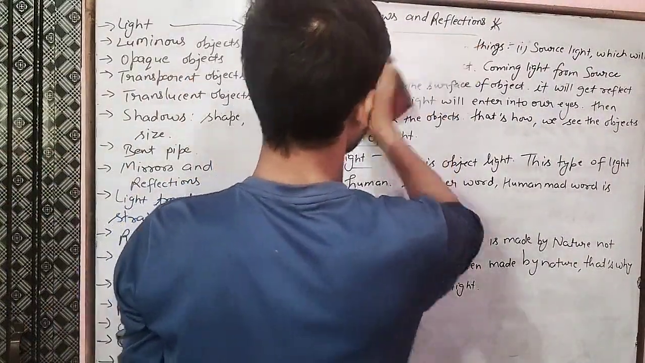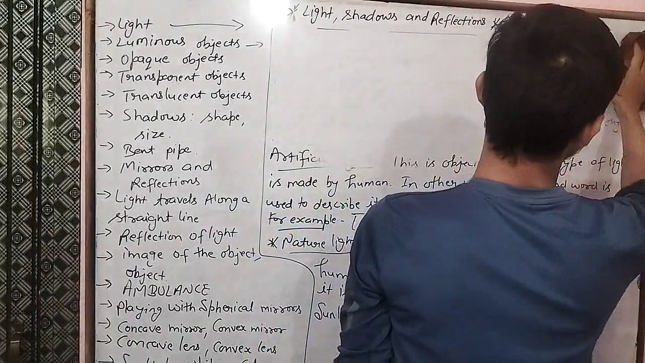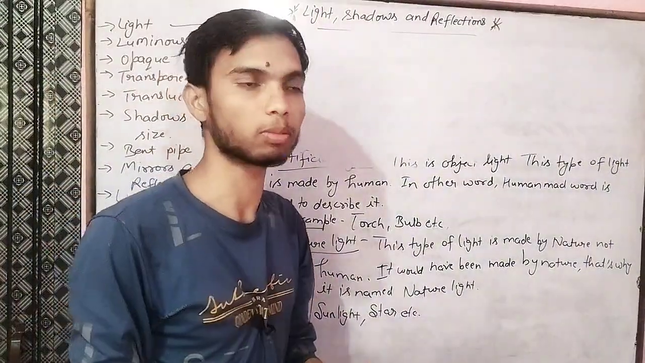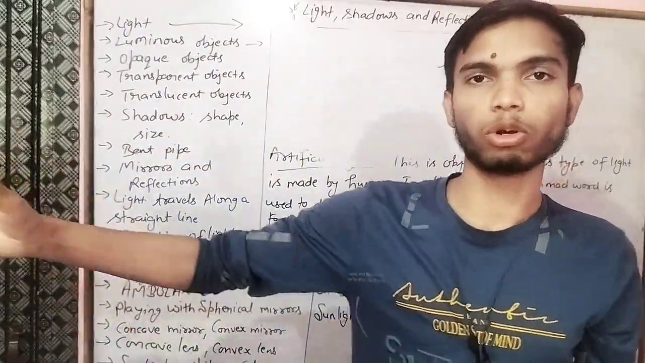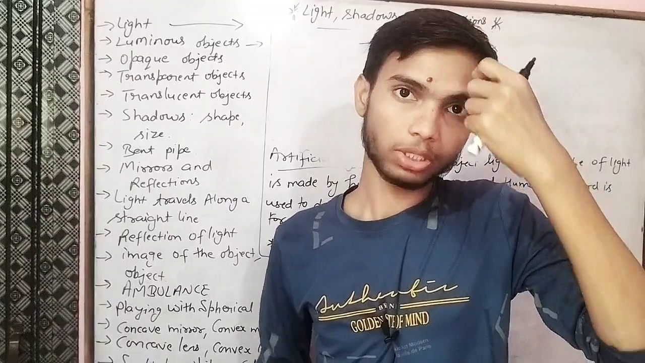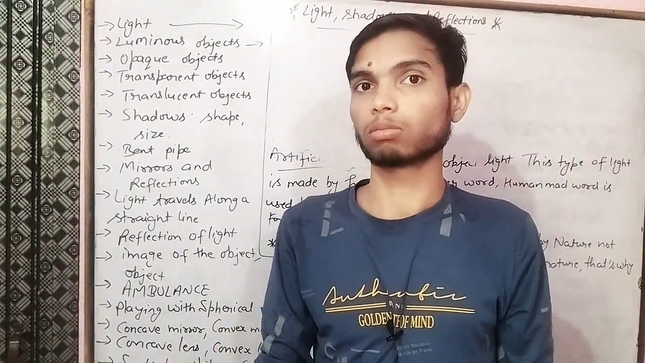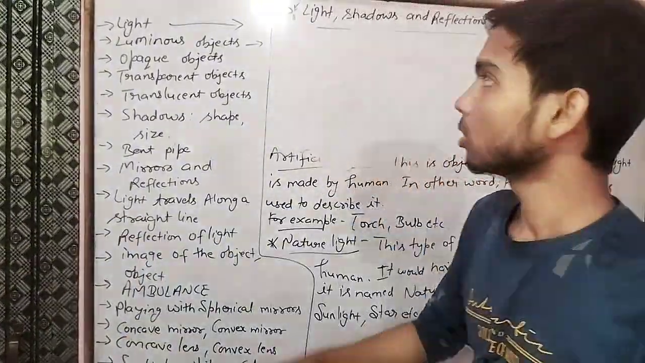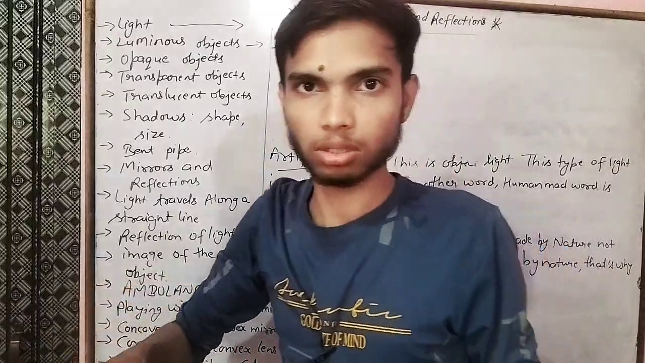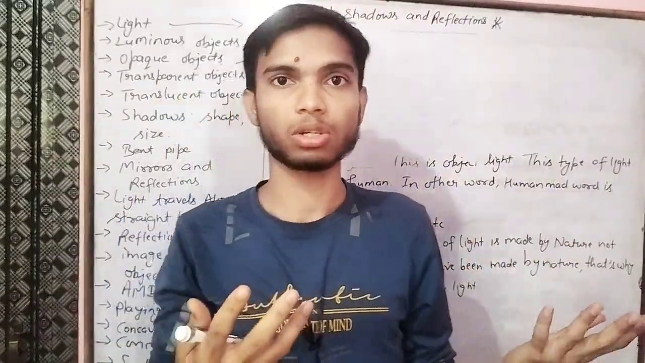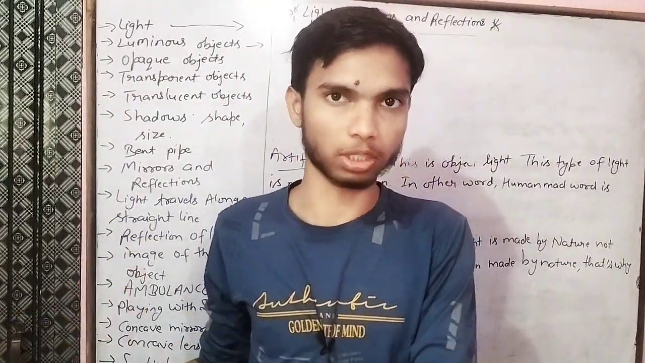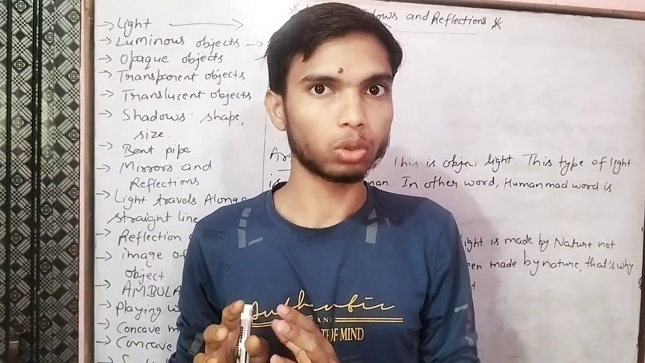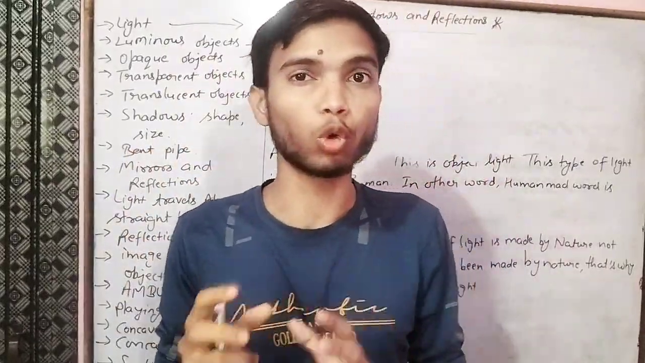Luminous object. Here I wrote only one word, luminous object. So the opposite of luminous object would be non-luminous object. First we understand luminous object, then we will be clear to understand non-luminous object. So luminous objects, these are objects. We are using the word object with luminous.